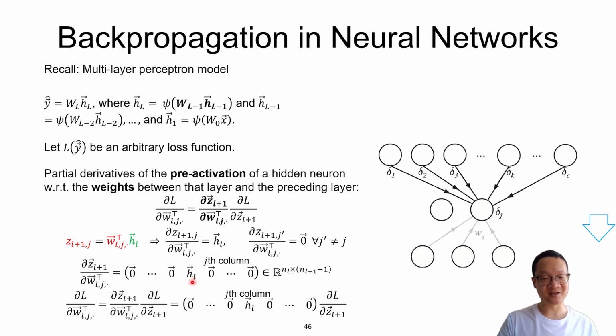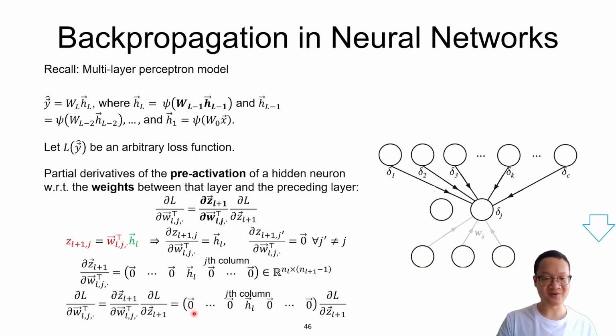And to keep track of the dimensions of everything, the dimension of this matrix will be NL times NL plus 1 minus 1. So I guess I'll leave it to you guys to verify this. And finally, putting everything together, we have the gradient of the loss function with respect to one row of weights. So that's going to be, again, the same expression here, but now we can plug it in.